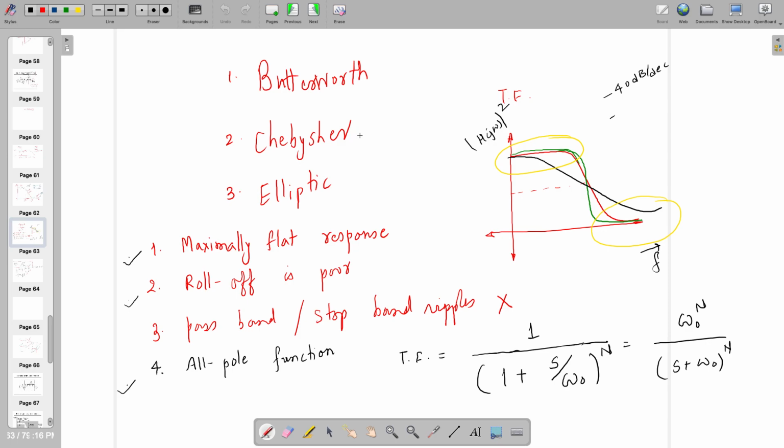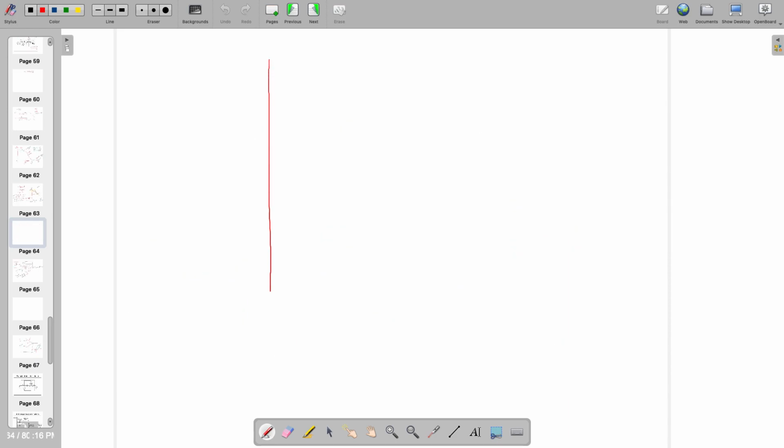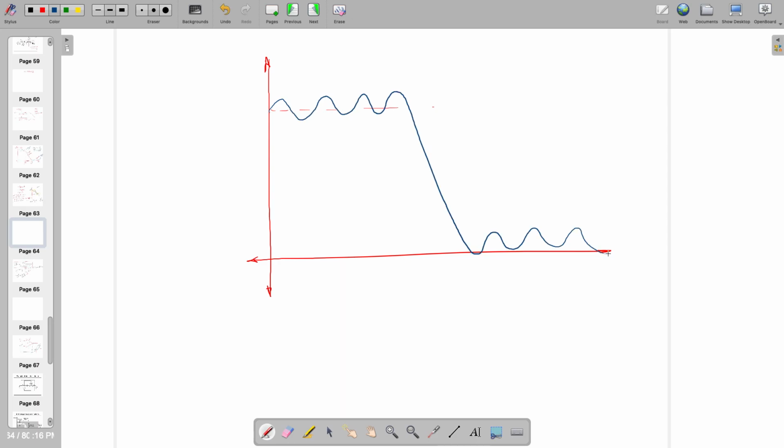However, if you are talking about Chebyshev approximation, it is going to give you this kind of response. Means the Chebyshev approximation has been given in such a way that its poles and zeros are going to give you some oscillations at pass band and stop band. This is magnitude with respect to frequency.